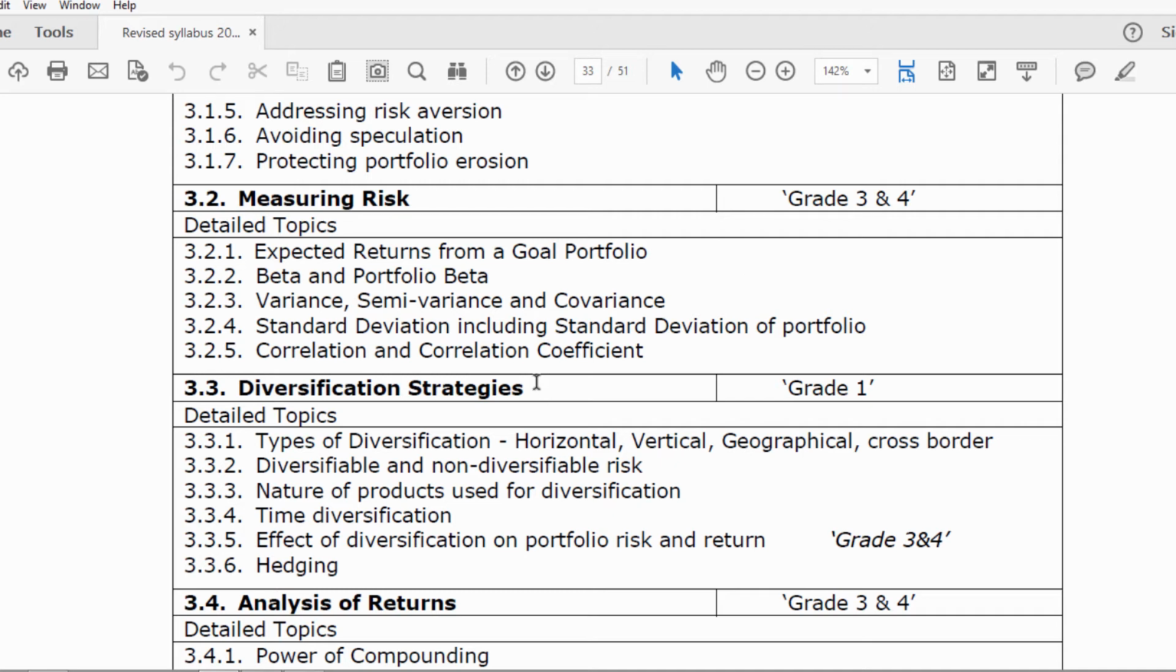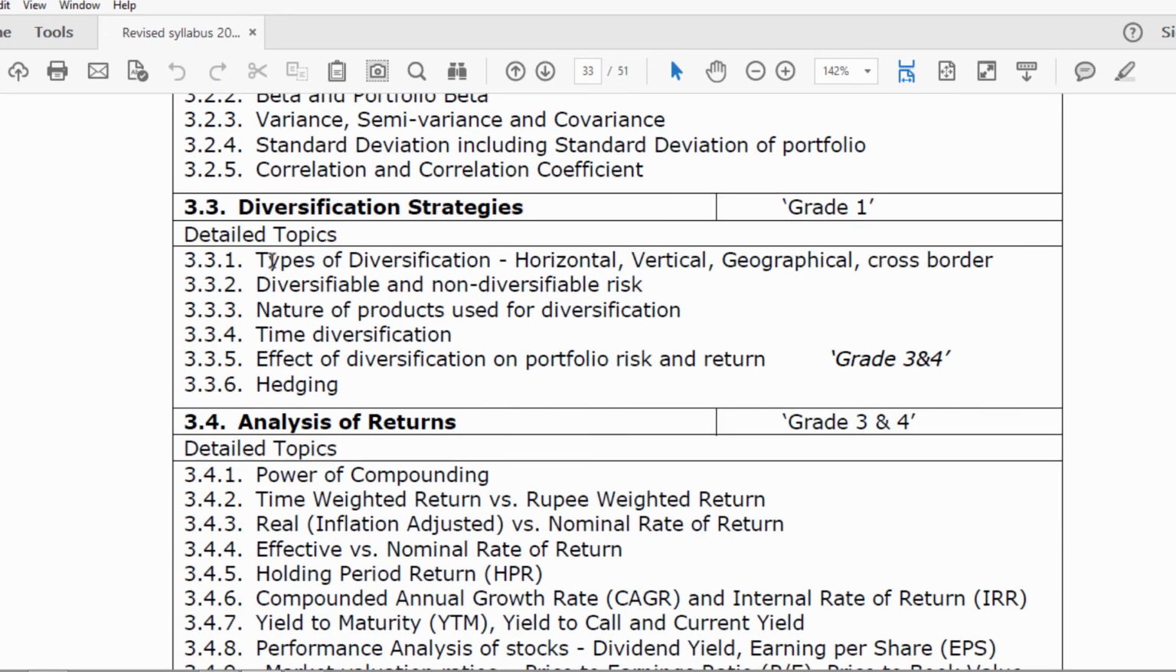Okay, let's move further and understand diversification strategies, like types of diversification, diversifiable and non-diversifiable risk, right? There is only one slide on this topic: understanding diversifiable and non-diversifiable risk, and the effect of diversification on portfolio risk and return. We have some questions like: a client is investing 60% in equity and 40% in debt, for a fairly long period, say 10 years or so, and they ask us to evaluate the rate of return.